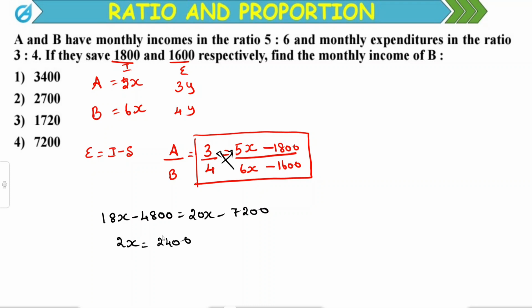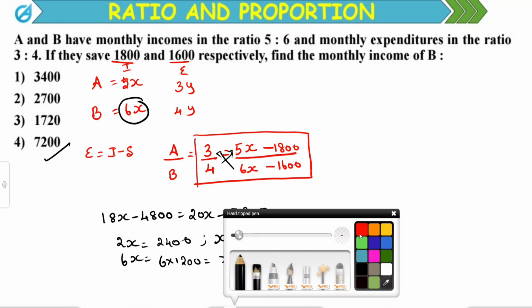And what we need to find? We need to find the income of B. So what is the income of B? Which is nothing but 6x. So 6x is equal to how much? First thing, you need to find the value of x. So 2400 by 2, we'll be getting it as 1200. So 6 into 1200, how much will we be getting? 7200. The answer will be 7200.